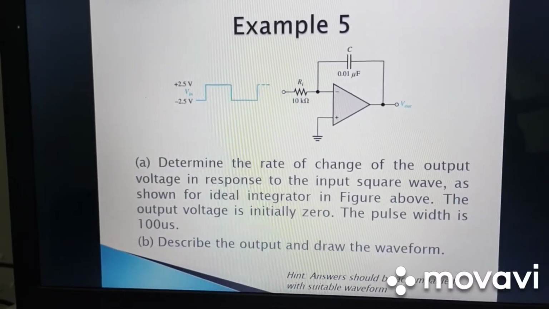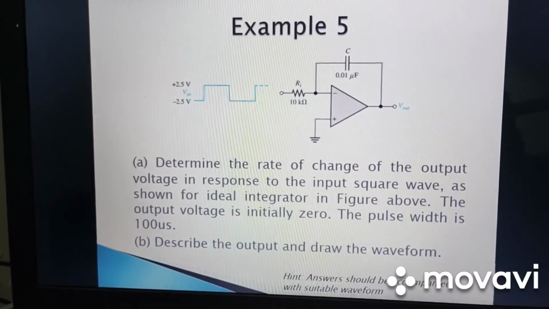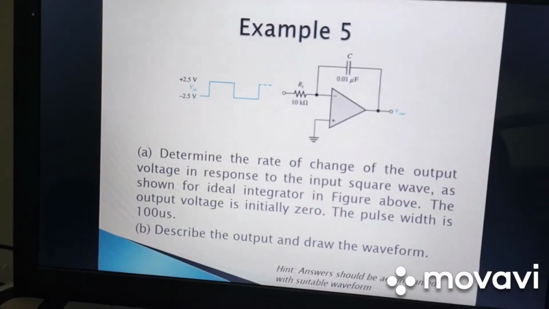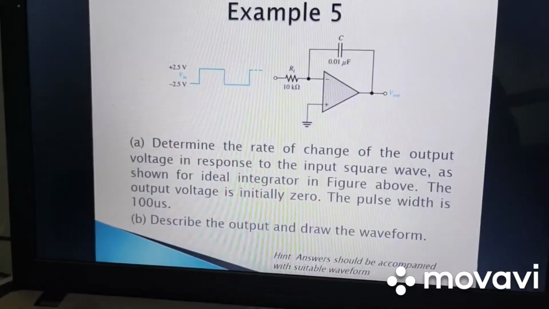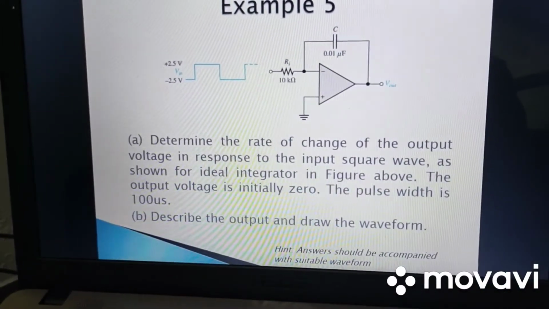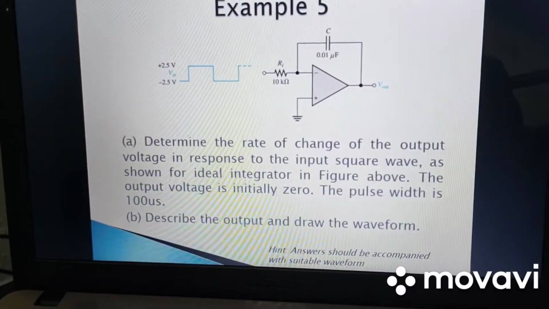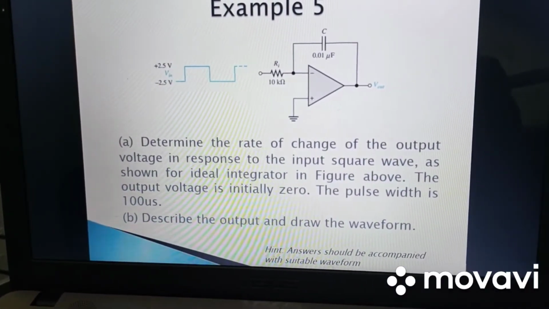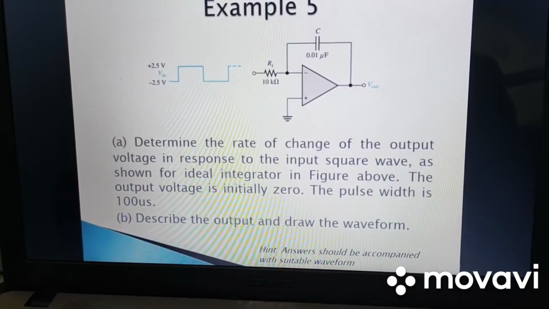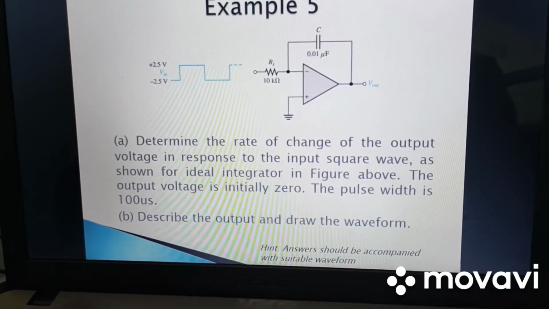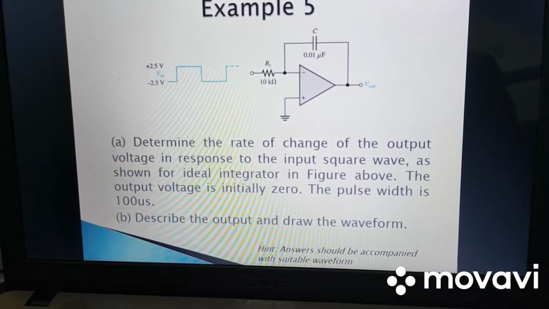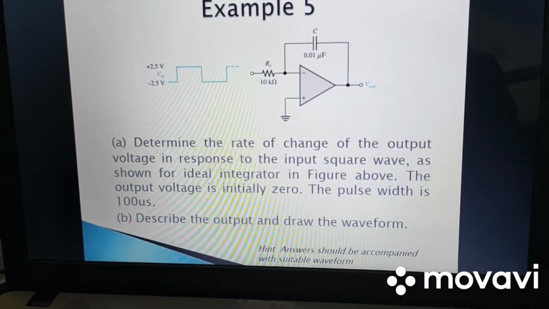Okay, this is example 5. The question is to determine the rate of change of the output voltage in response to the input square wave as shown, for an ideal integrator.